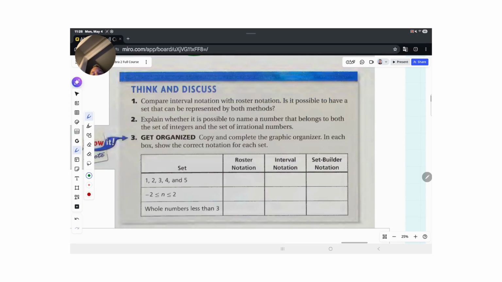We're comparing interval notation and roster notation here in number 1. Is it possible to have a set that can be represented by both? So think about what each notation can describe. Roster notation lists individual elements. Interval notation describes a continuous range. Can a set be described both ways? Can you think of any set that both has a finite list and represents a continuous range? And the answer, of course, is no.